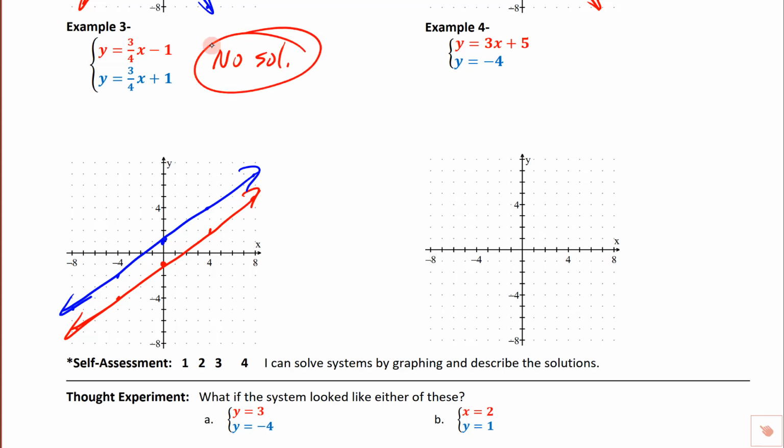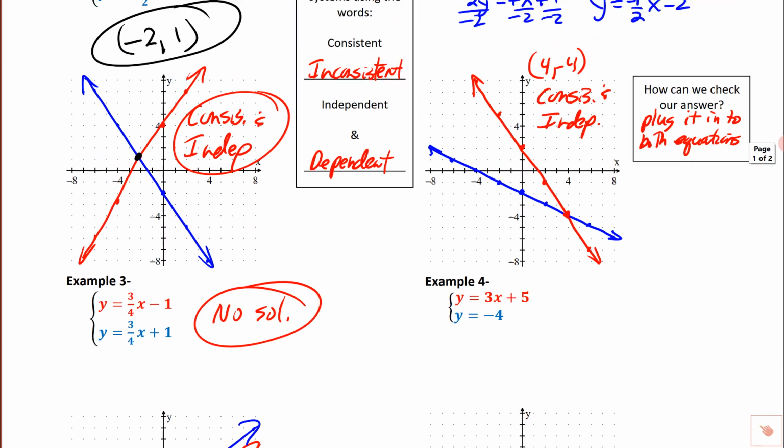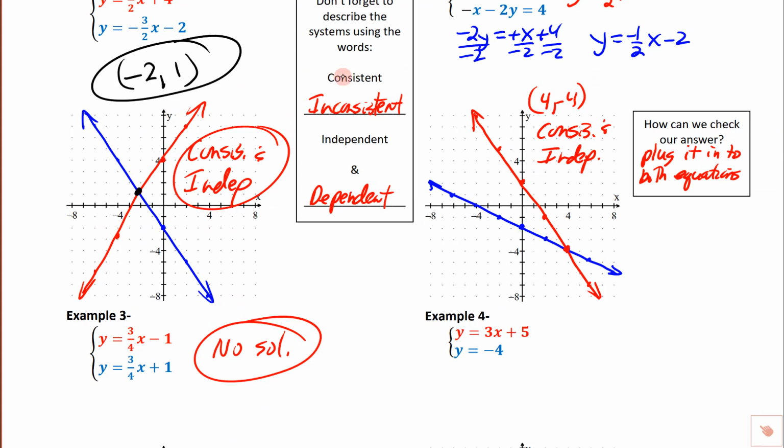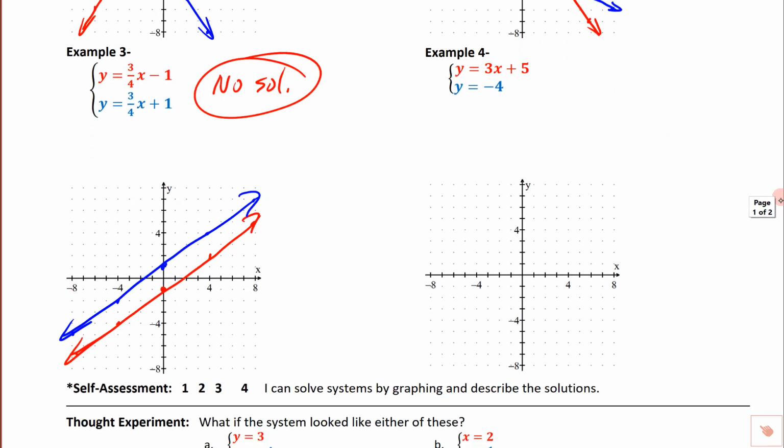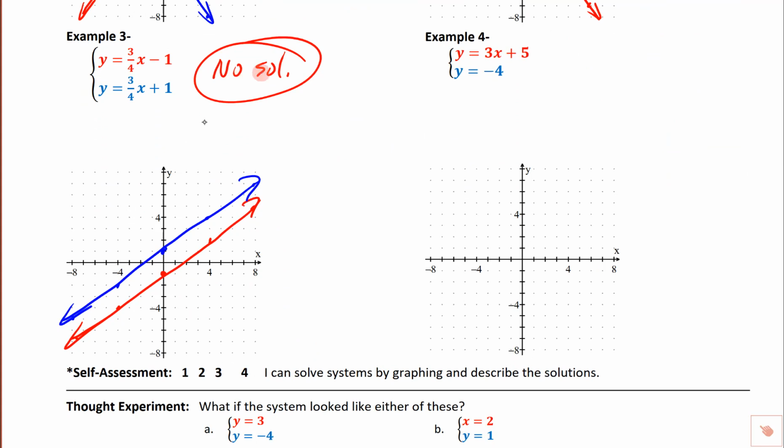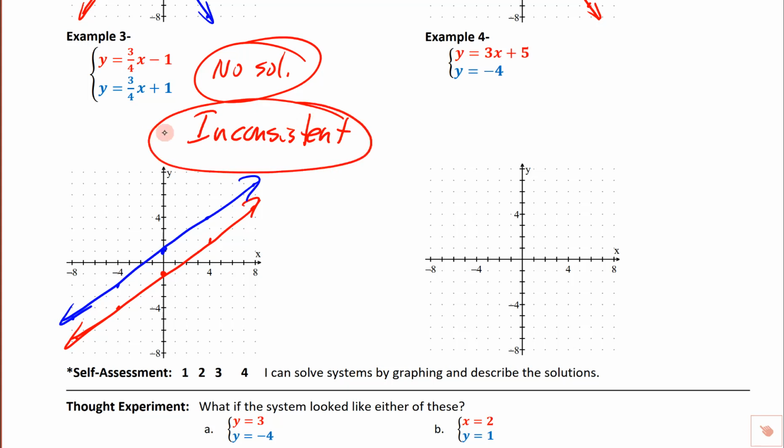Now the cool thing about this is we do have some vocabulary for this. Consistent means it had an answer, at least one answer, maybe infinitely many. And inconsistent means it does not have an answer at all. So we can summarize this whole thing. Instead of just saying no solution, we can say this is inconsistent. It's an inconsistent system. It doesn't have an answer. There's nothing that makes both of the equations true at the same time. The lines do not cross.